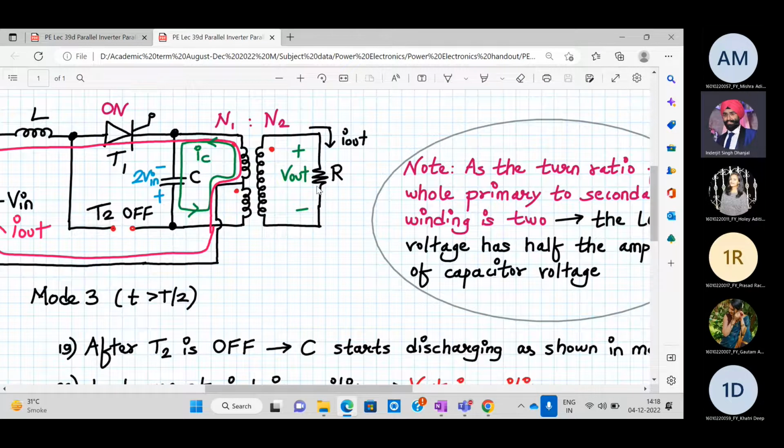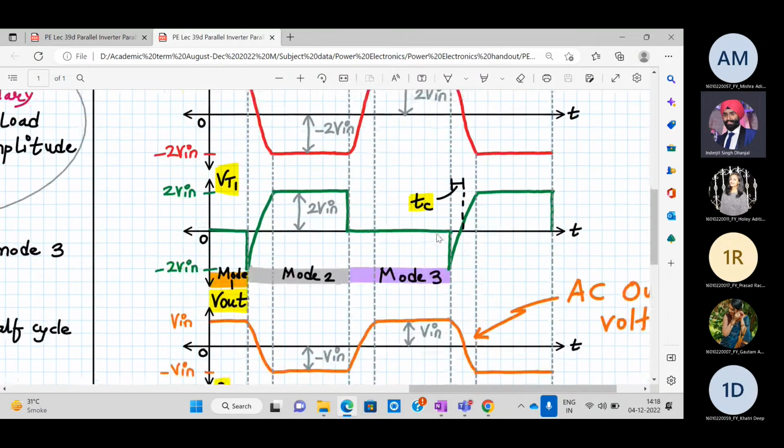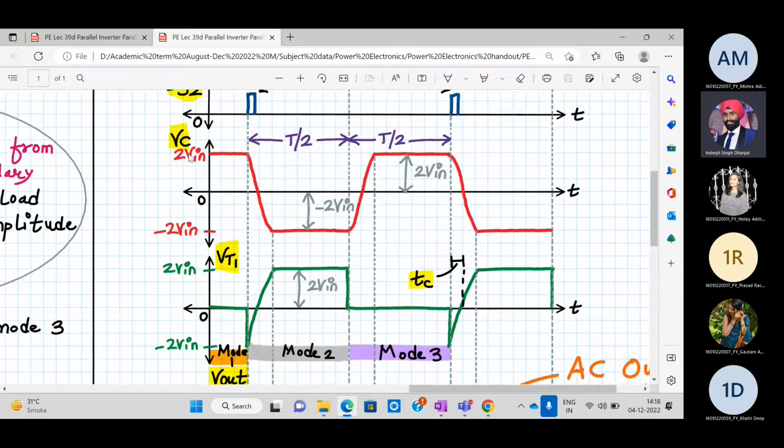So at this point of time, the capacitor voltage is minus 2 V in. So output voltage will be minus V in. Are you getting the point? So V out nature will be same as VC nature. What is the difference? Instead of 2 V in we have V in, instead of minus 2 V in we have minus V in. Alright.